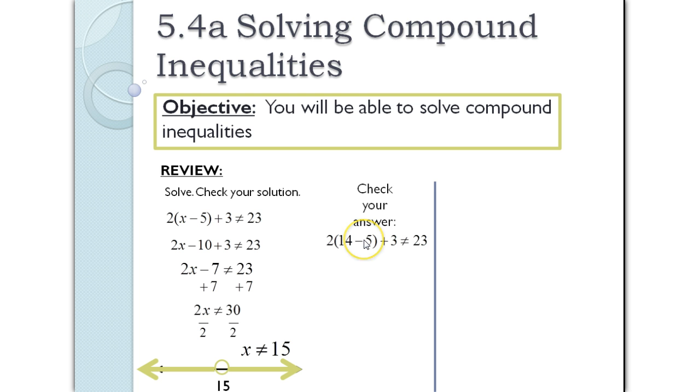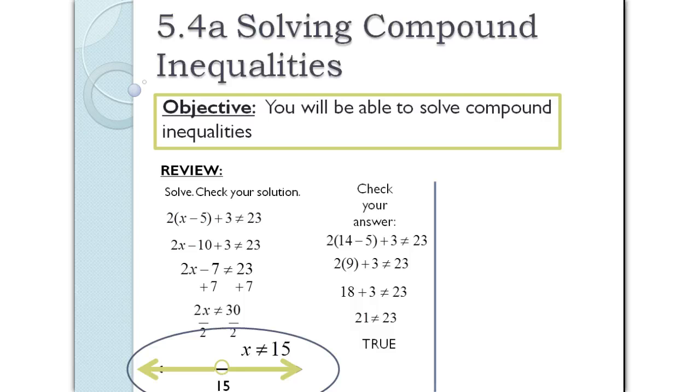14 minus 5 is 9. 2 times 9 is 18. 18 plus 3 is 21. Well, 21 definitely does not equal 23, so that is a true statement, and therefore that is the correct answer. Had that been something like 23 does not equal 23, well, that would have been a false statement, and I would have known I did something wrong in the problem.